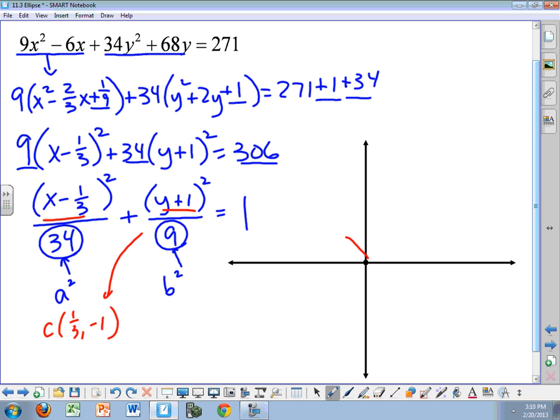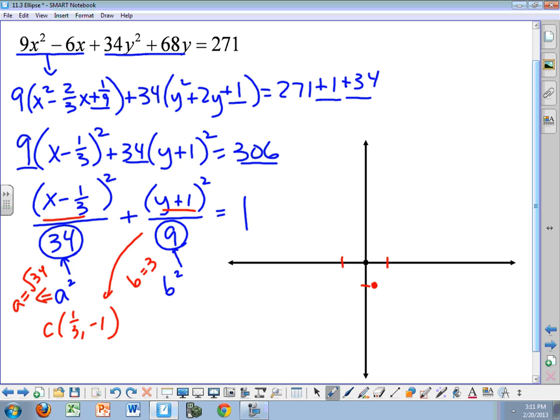So let's go to 1/3, -1, and see if we can graph that out. Here's this 1/3, -1. It's about here. That's my center. And of course, from there, I have to do all these things. I'm going to have to go a squared is 34, and that tells me then that a is the square root of 34. B squared is 9. That tells me that b is 3.